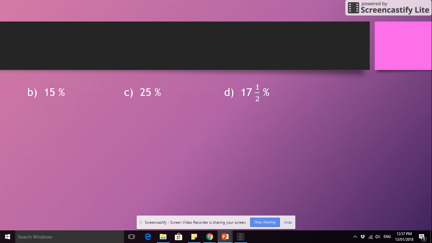Okay, the following ones, B, C, and D, put them all over 100. So we start off by that. We go 15 divided by 100, 25 divided by 100, 17.5, because a half is 0.5, divided by 100. And then from there, you'll get the decimal. So I want you to do all of those and pause me now.